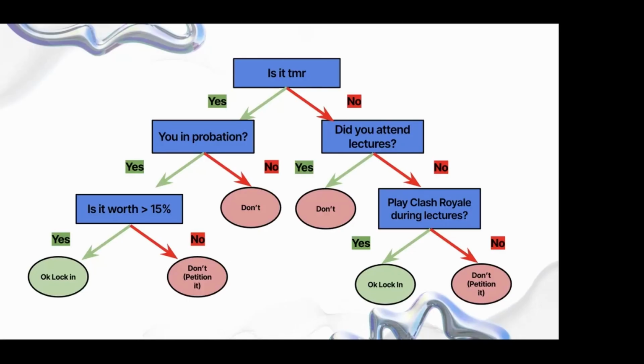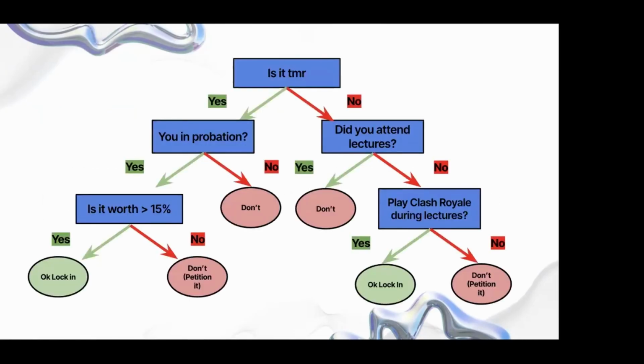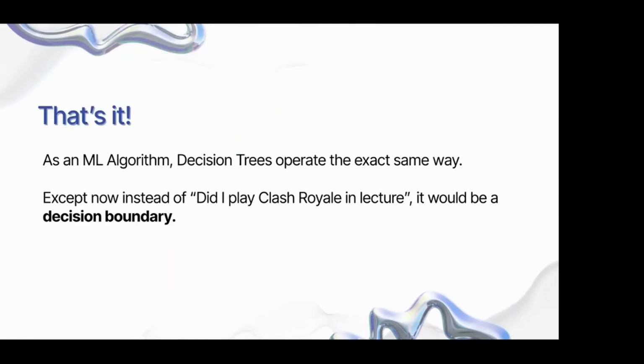So you might be asking, why am I going through this? That's exactly how decision trees in ML work as well. Except now, instead of asking yourself, did I play Clash Royale during lecture, you will be looking at something called a decision boundary. Don't worry, you're going to learn more about what that is in the future slides. Anyone have any questions before I get into the details of decision trees? Everyone good?